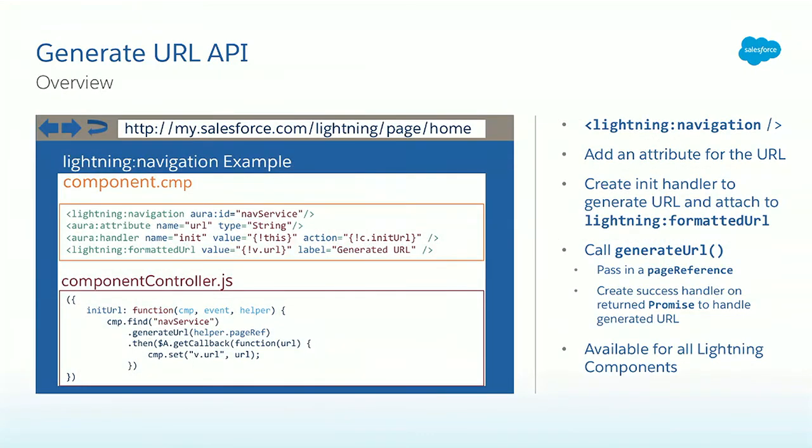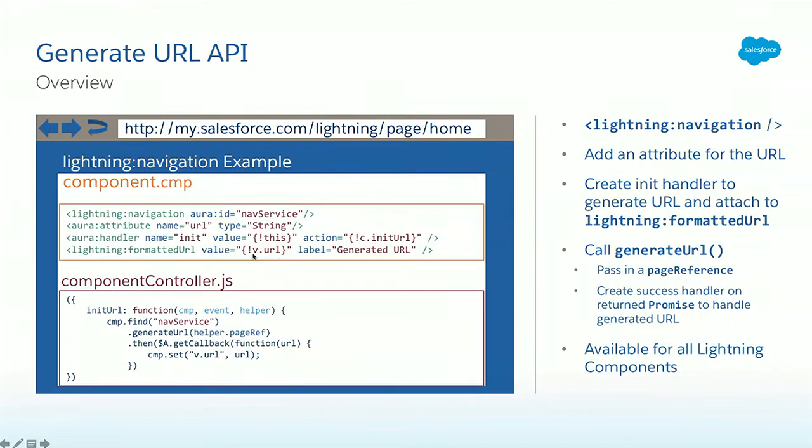In order to do this, it's very similar to the Navigate API. You simply bring in the nav service, or the Lightning navigation component, and reference it through its ID. In this case, you should also have an attribute. I called it URL. And then in the initialization handler, you'll set that attribute when the promise resolves.